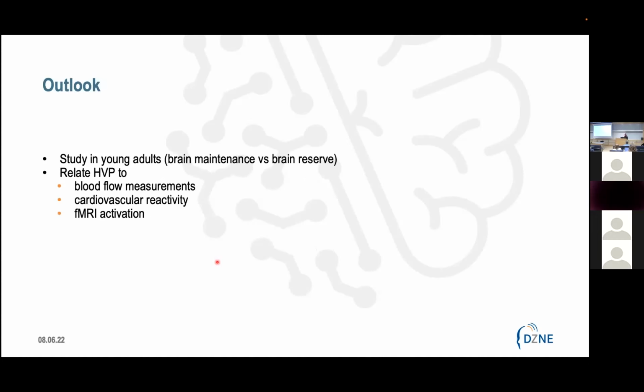What we want to do in the future, and what we're actually doing right now, is to look at the same thing in young adults, which would then allow us, for example, to look at the distinction between brain maintenance and brain reserve. There we also want to specifically relate the HVP and vessel distance markers to more quantitative blood flow measurements, cardiovascular activity that we can assess with resting state fMRI, and hippocampal and MTL activation during a memory task in the fMRI.